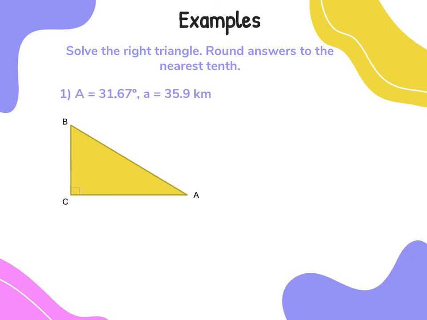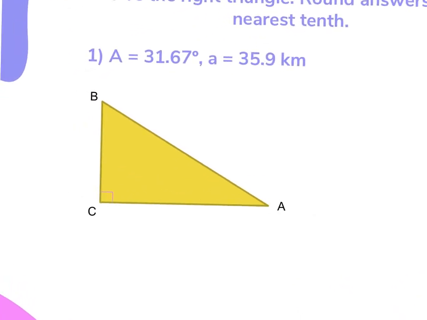So here's our first example. They've actually provided a picture of a triangle for us. So I'm going to go ahead and label with the lowercase letters. The lowercase letters are going to be across from the capital letters. So here I'm going to put lowercase a so that it's opposite of angle A, and then lowercase b across from B, and then lowercase c across from C.